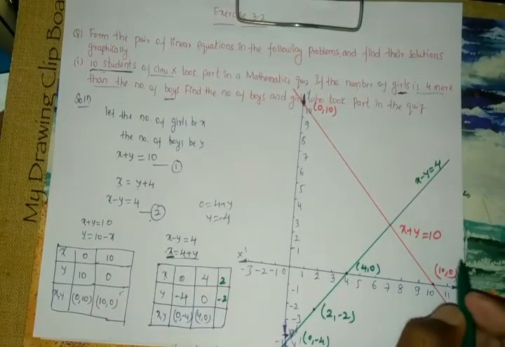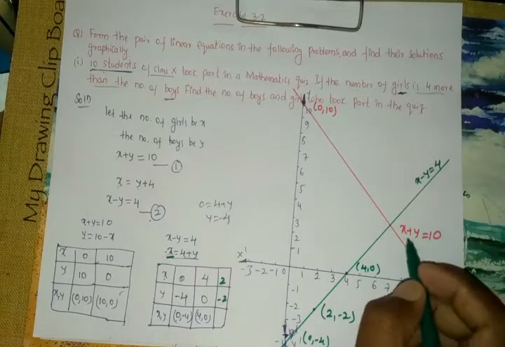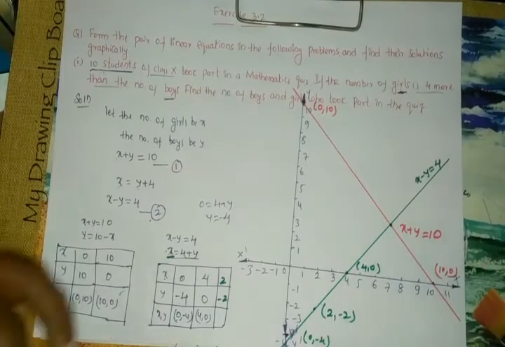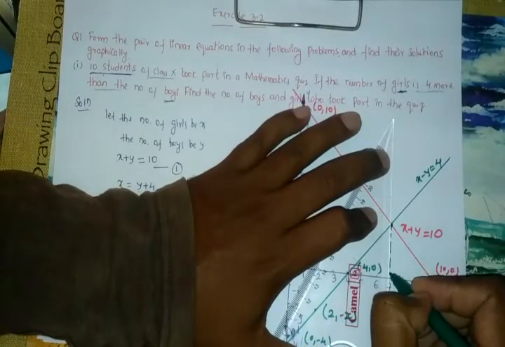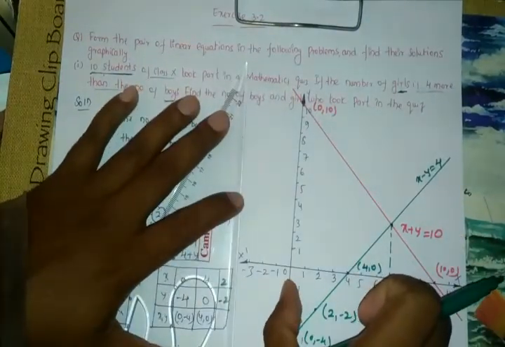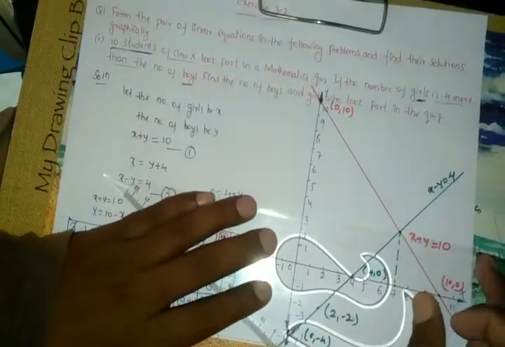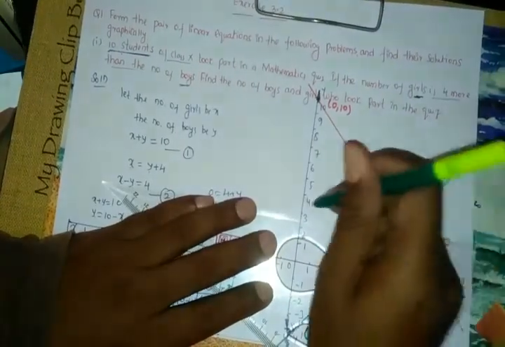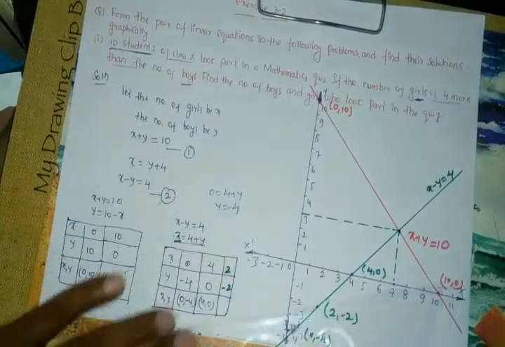Now I have to check where these 2 lines are intersecting. These 2 lines will intersect at this point. So this is how much? This is 7, and y is 3. Yes, y is coming as 3.